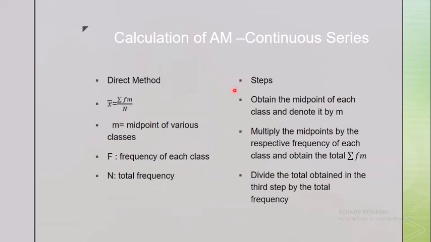Then you have to calculate the arithmetic mean in the continuous scenario. So in a continuous scenario, first we will look at the direct method. In the direct method, the formula is x bar is equal to summation fm divided by n, where m is the midpoint of various classes, f is the frequency of each class, and n is the total frequency. In some cases midpoints will be given to you, in some cases you have to find out the midpoint. So the first thing that you have to do is, when a class is provided, find the midpoint and denote it by m. Then you multiply the corresponding frequencies with the midpoint and divide by the total frequency, that is capital N.